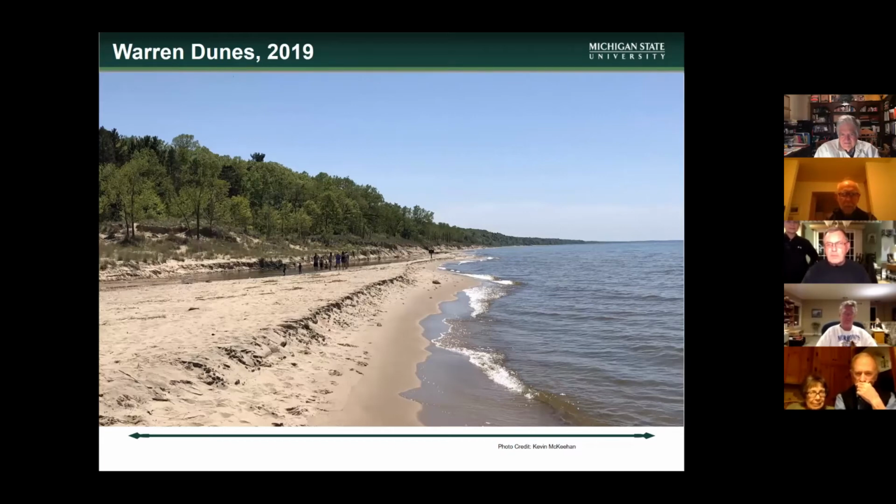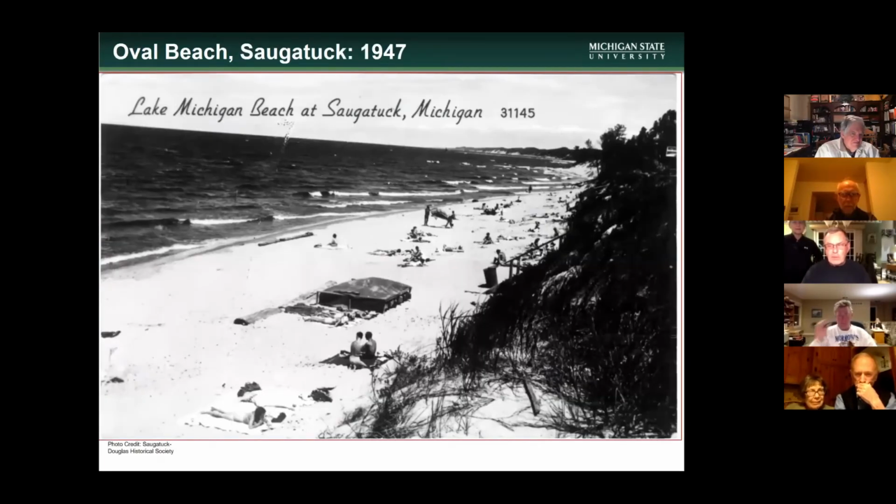Saugatuck, Oval Beach. It's a primo beach. It's fed every year. So there's always going to be a beach there. This is in 1947 at Oval Beach. Look where this was taken. I was with Day, and I feel really good about this location. Again, you're trying to look at the arc of the shore here and how that all fits together in your field of view. This is Saugatuck in 1947.